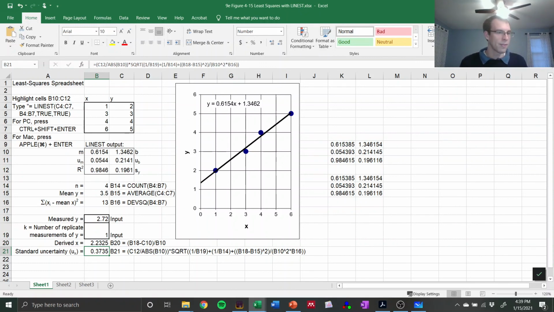To find the confidence interval, we would multiply by t, where t is based on n minus 2 degrees of freedom, and we pick the specific confidence level we want, 95% or whatever. In this case, our degrees of freedom would be 2 because we had 4 data points in our linear fit. So that is how we use calibration curves.